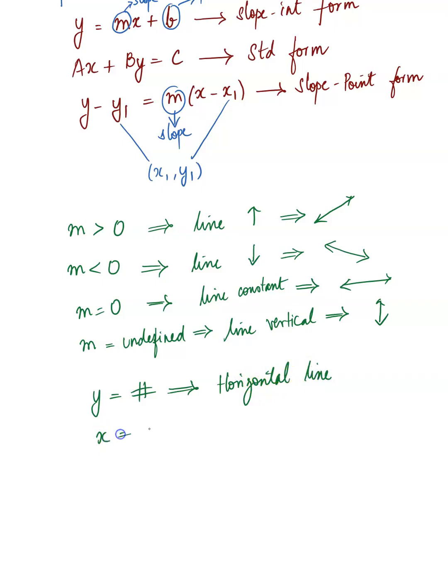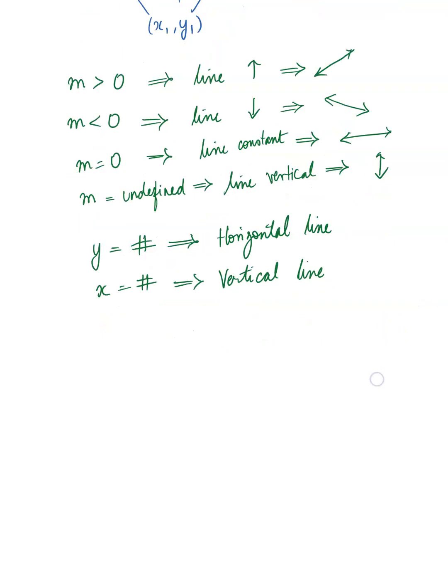And if it's x equals some number, so if it's x equals 3, then it is a vertical line passing through 3 on the x-axis. If it's y equals -7, then it is a horizontal line passing through the y-axis at -7. A horizontal line is a function, a vertical line is not a function.